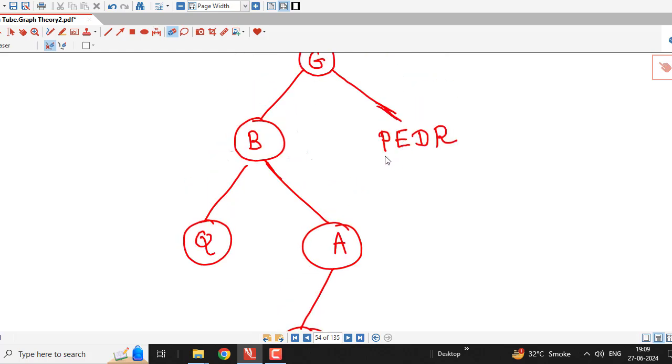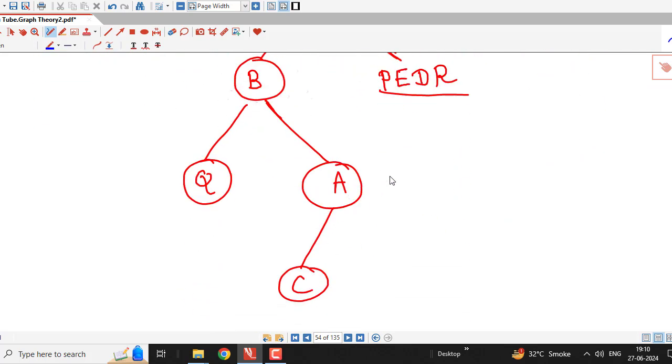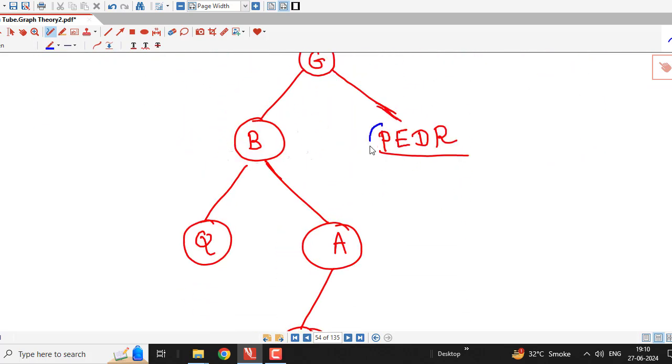Now the same process we have to follow for this PEDR. So again we check which of these 4 vertices comes first in the pre-order sequence, PEDR. So let me find these 4 nodes first. This is P, E, D and R. So if we go in this direction, then P appears first in the pre-order, therefore P will become the right child of G, and this is to the right side of P.